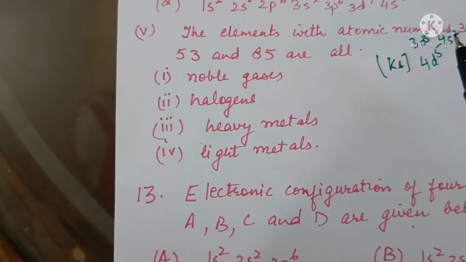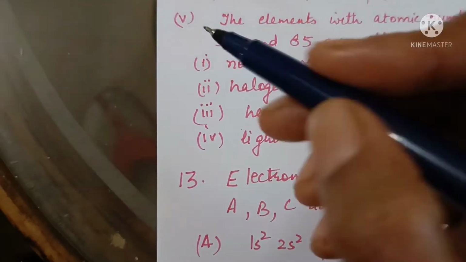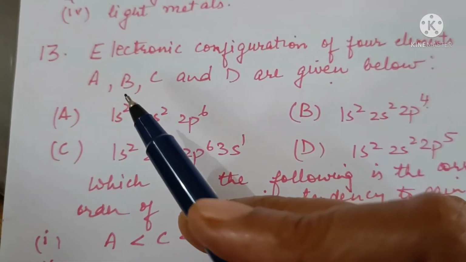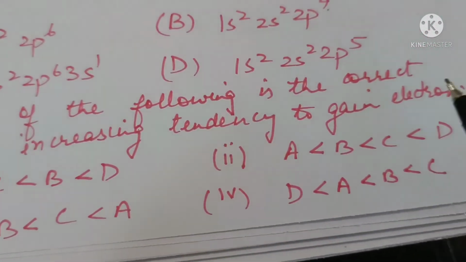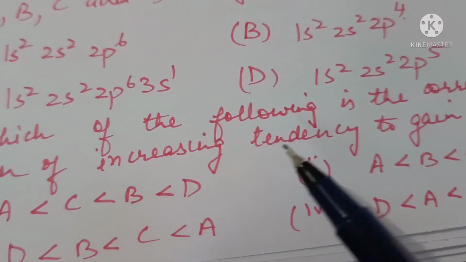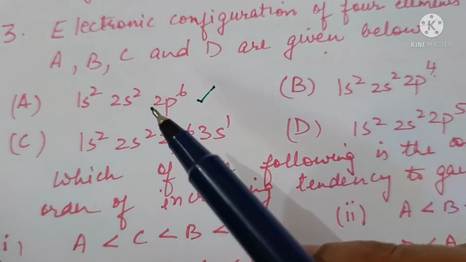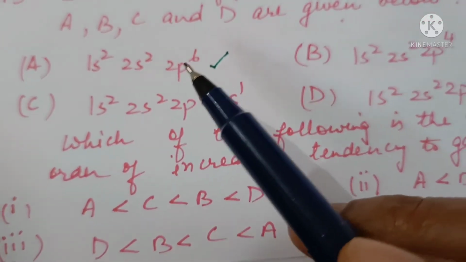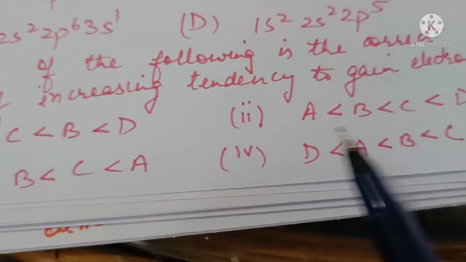The elements with atomic number 35, 53 and 85 are all halogens. Electronic configuration of 4 elements A, B, C, D are given below. Which of the following is the correct order of increasing tendency to gain electron? Out of these 4, element A is a noble gas, so it will not have the tendency to gain electron. It should have the least tendency. So A should be placed in the beginning.